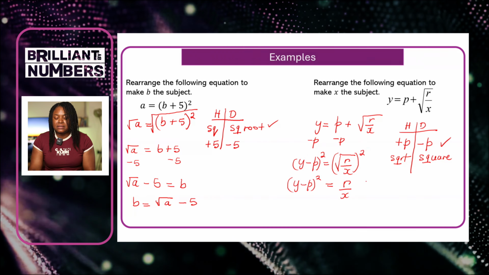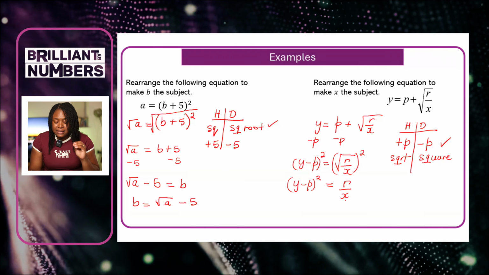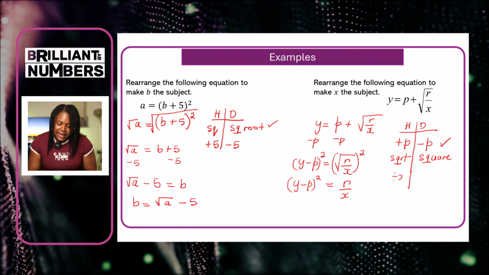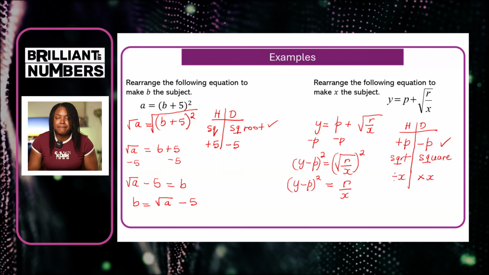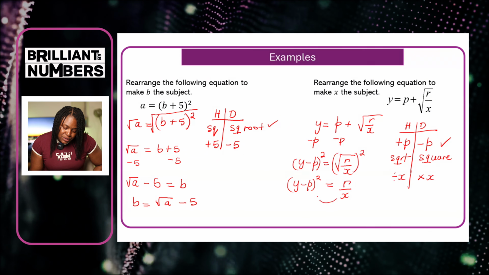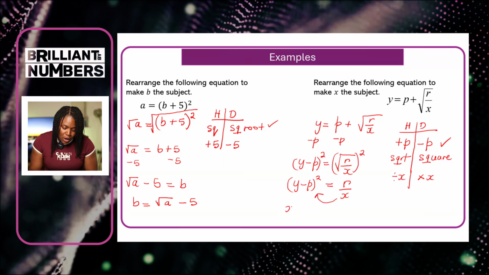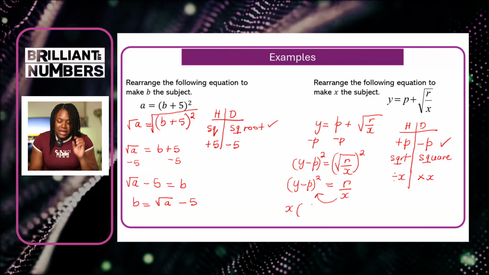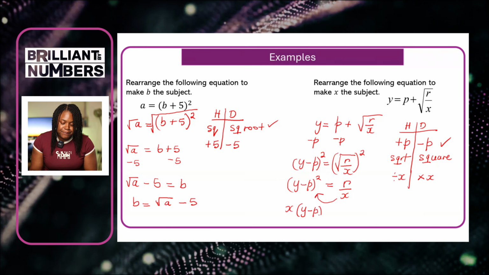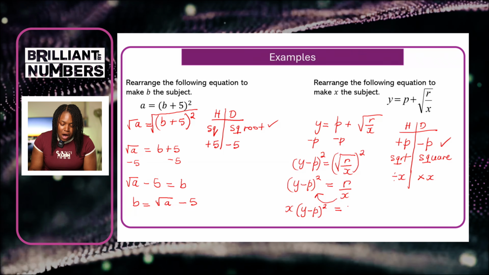x. Brilliant. So I now need to recognize that I'm dividing by x. So I'm going to need to multiply by x. So multiplying both sides by x, I'm just going to bring x to the other side as multiplication, which means I need to put that outside of my bracket to show that x should be used to multiply both y minus p, and that's being squared. So now this is equal to r.